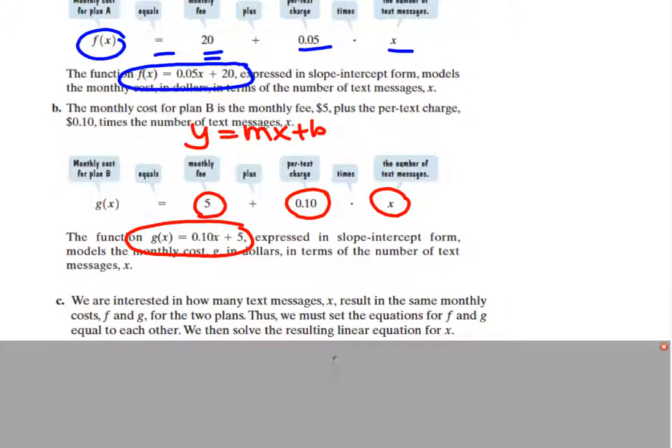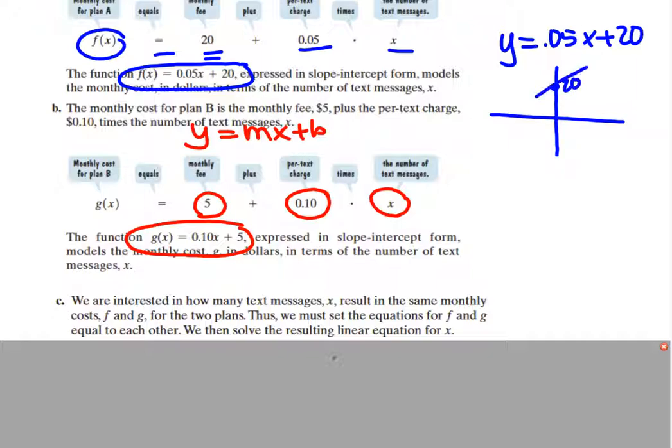All right, so what we do have are two functions in slope-intercept form. So I have y equals 0.05x plus 20. If we think about this graphically, your y-intercept is, let's say, up here at 20. Looks like that. Then you have another one, y equals 0.10x plus 5. So here is your $5, and it has a steeper slope. What we want to find out is where is that point of intersection?